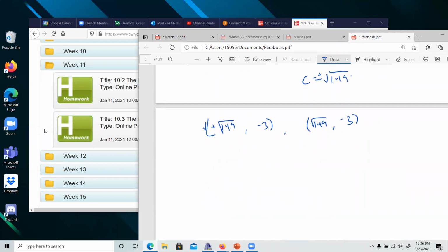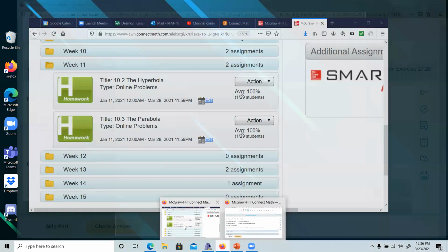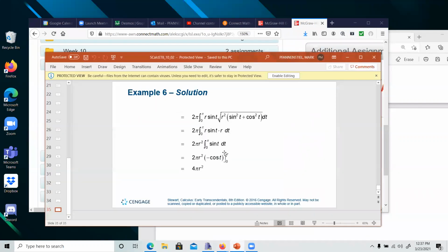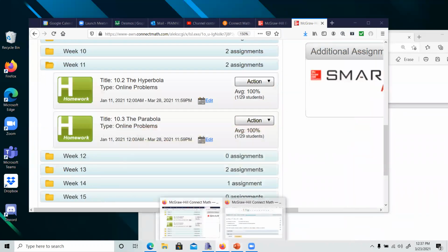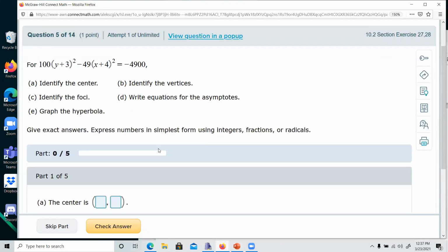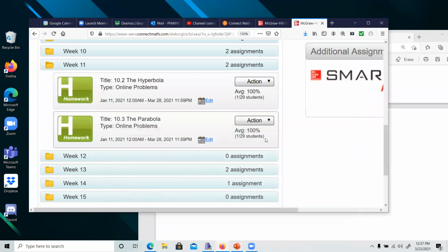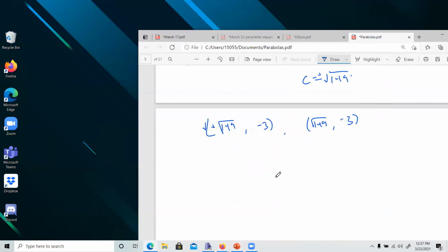All right. What else did they ask us for? There we go. All right, foci. Then we're going to have to write equations for the asymptotes. Here's where it's going to get interesting.